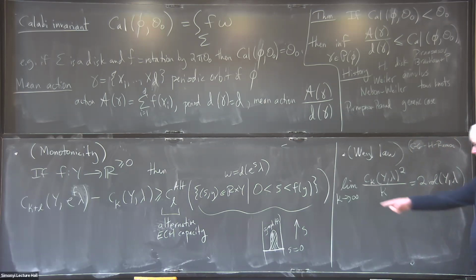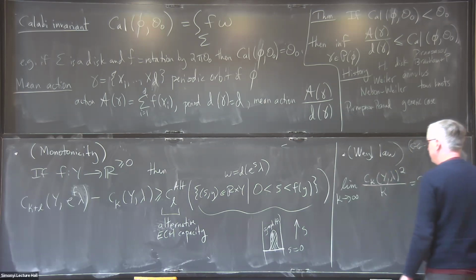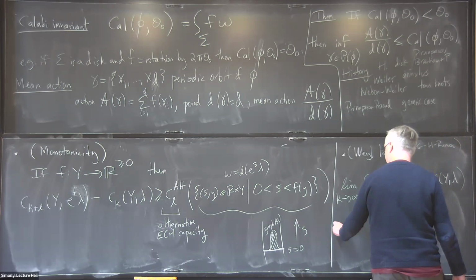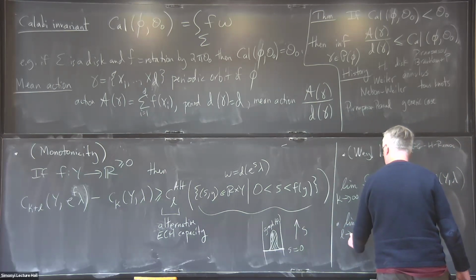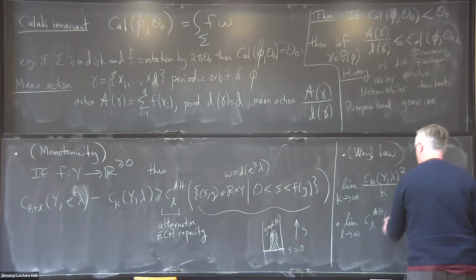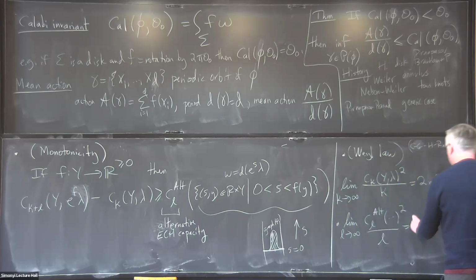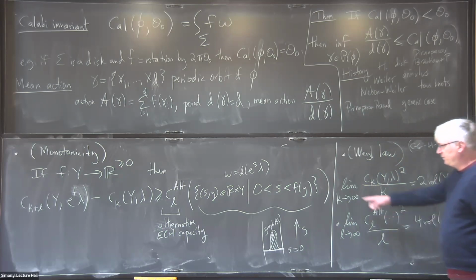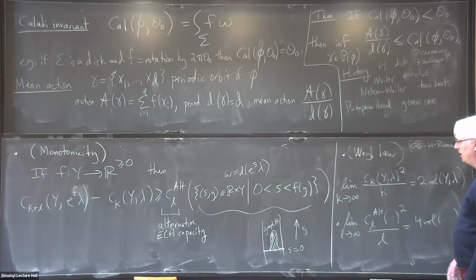There's also a Weyl law for these CL alt things. So this is 4 times the volume, at least for this particular kind of example.